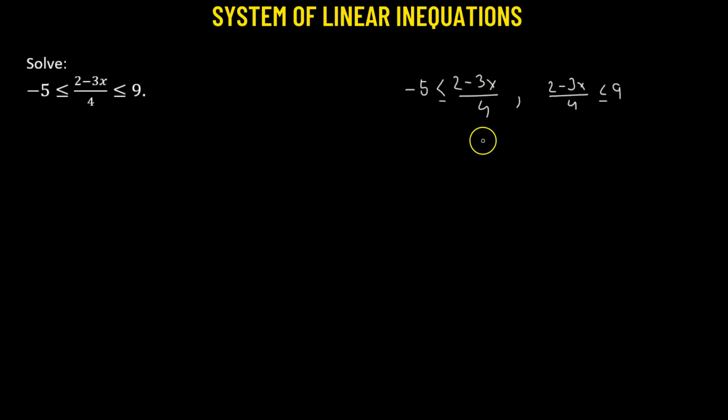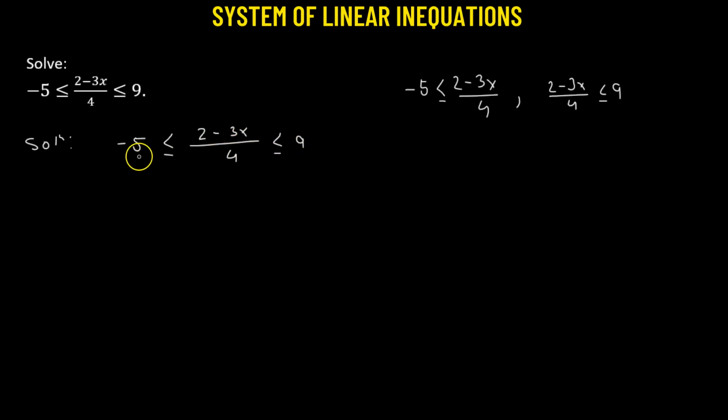But we'll not solve them separately. We'll try to solve them as a single entity. So let's try to do that. So here we have negative 5 less than or equal to (2 minus 3x) divided by 4, which is less than or equal to 9.